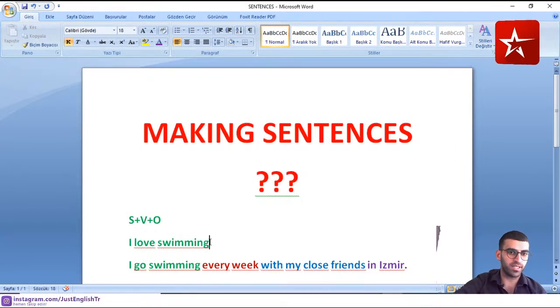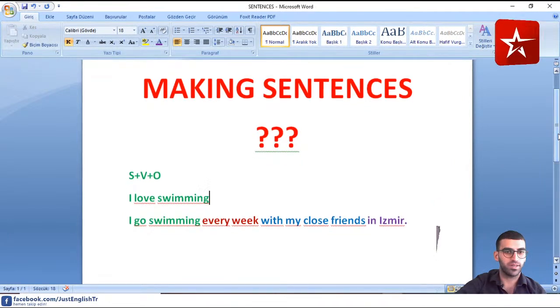And the first sentence, I love swimming. Which one sounds better? Can you tell me which one is better? Of course, the second one is better. Why the second one? Because I added the time, like how often we go swimming, every week, and who I go swimming with, my close friends. And where do we go swimming? In Izmir. I added the time, I added the people, and I added the place.